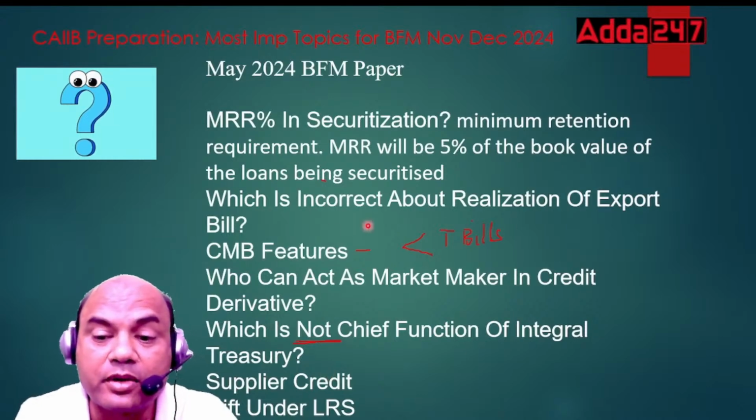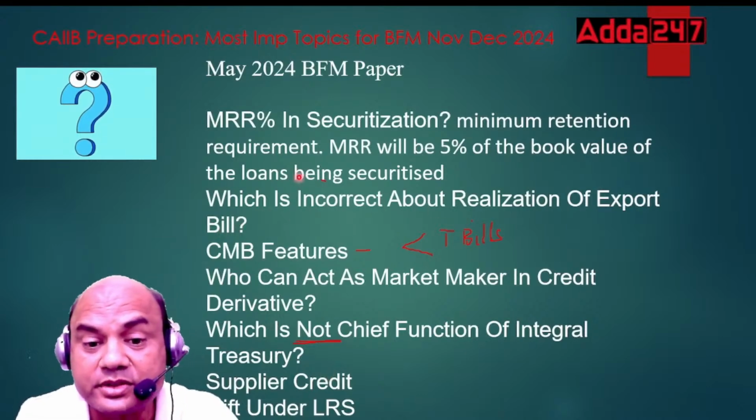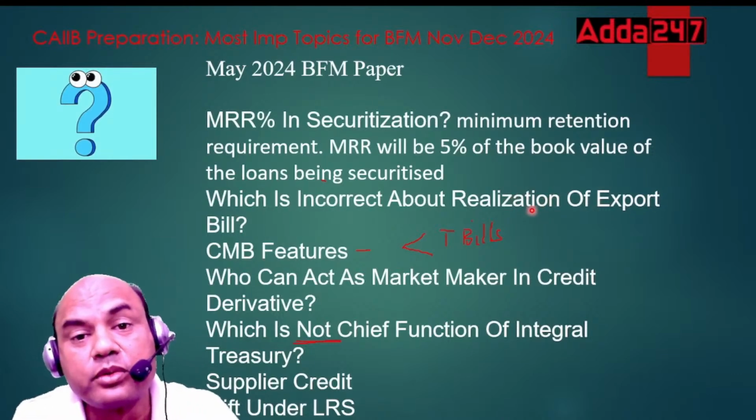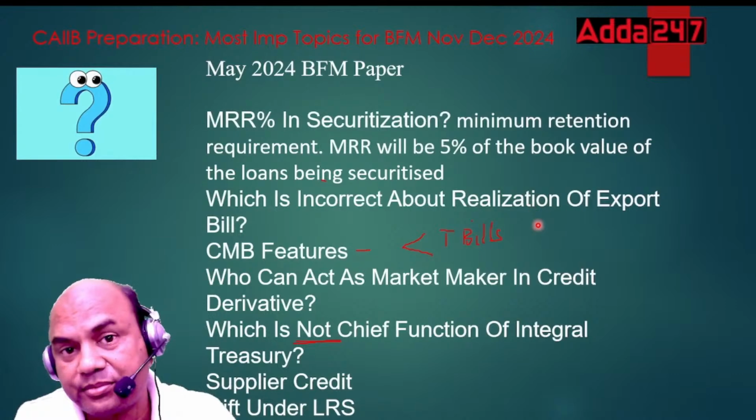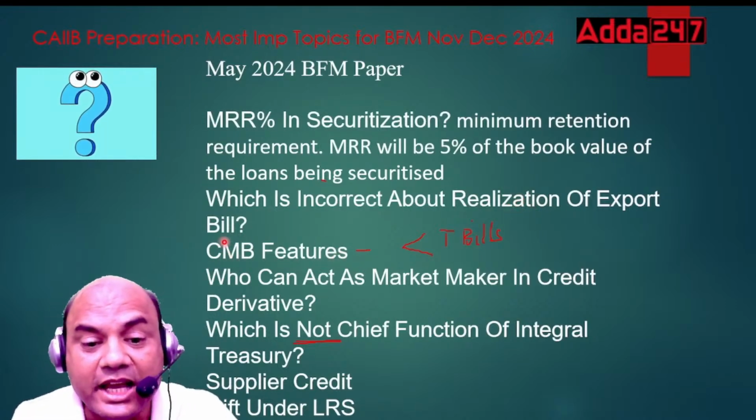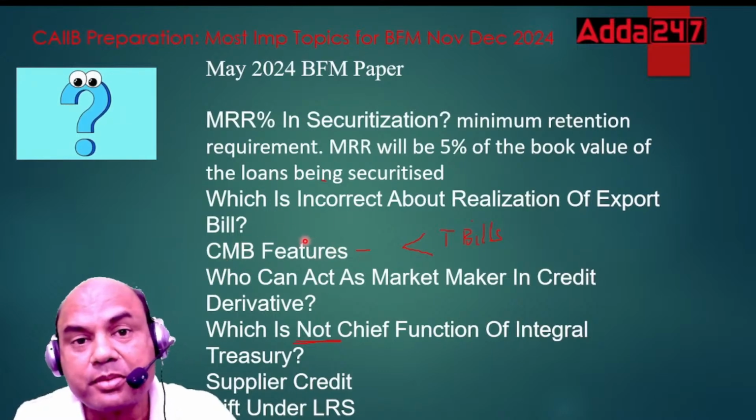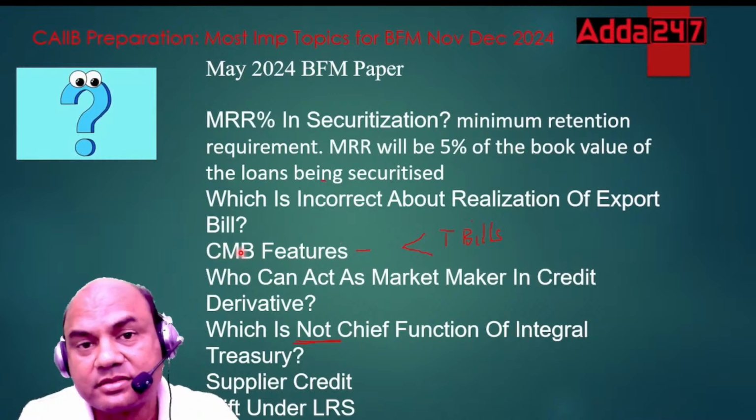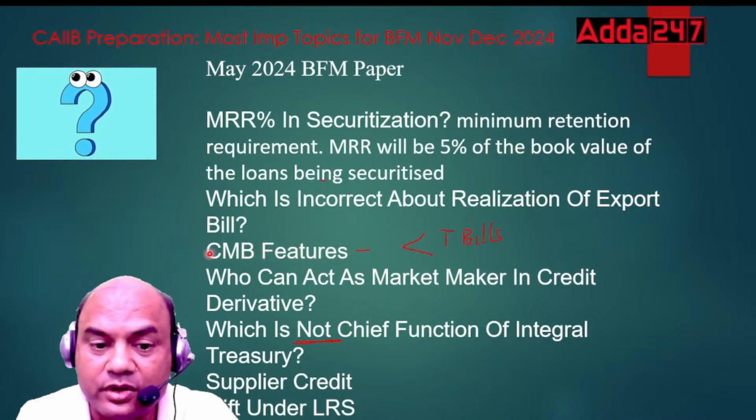Which is incorrect about realization of export bill? Now this was a separate question. Realization of export bill means, suppose if I do the exports, how can I get the money from there? Simple logic, isn't it? CMB features, cash management bill. What is cash management bill? Firstly, understand that CMB, less than 91 days. Whatever bills are there, that's called as CMB features.